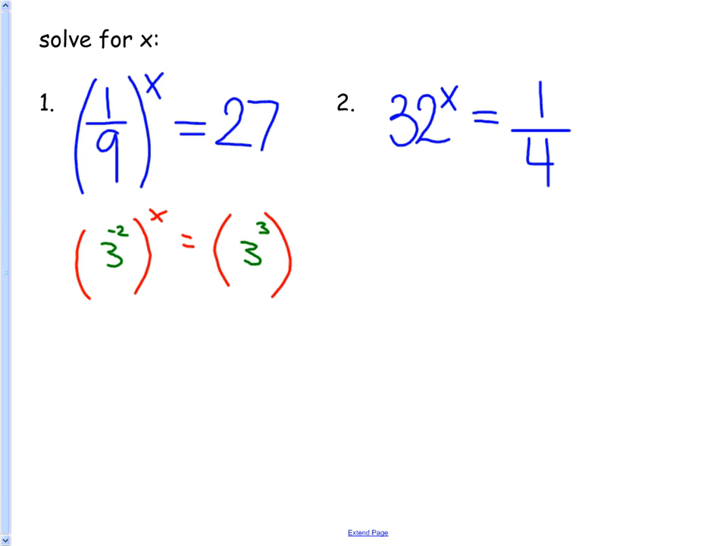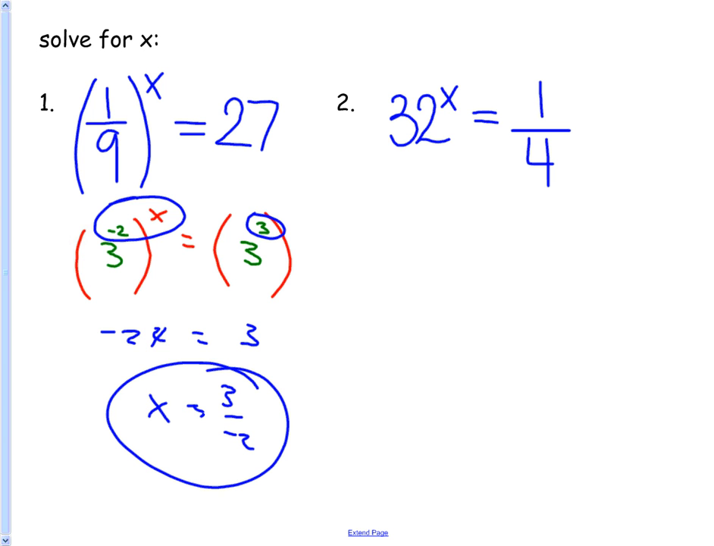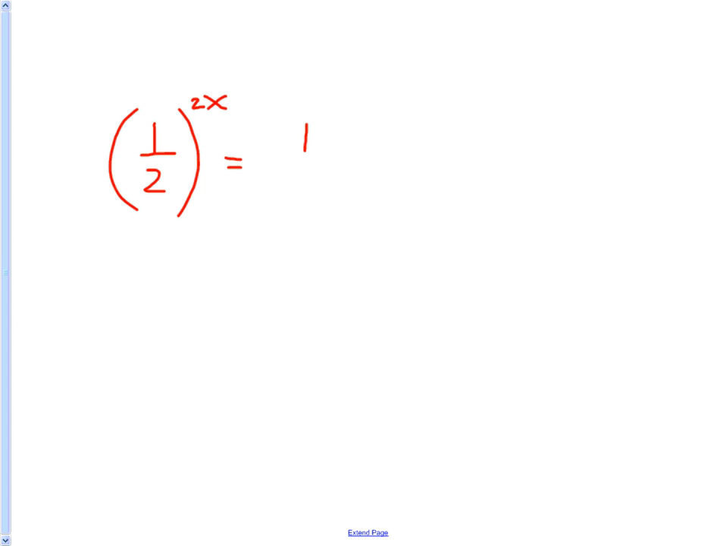Okay, so then to finish it, that's negative 2x equals 3. So x equals 3 over negative 2. It doesn't really matter where that negative is. You could say negative 3/2. All right. Let's try one more. Oops, this needs a over 8. There we go. Give that one a shot.